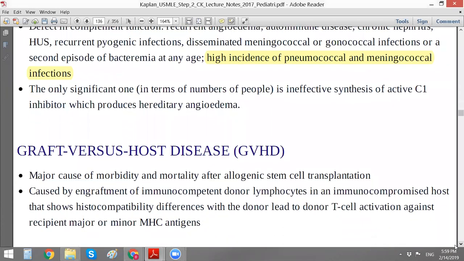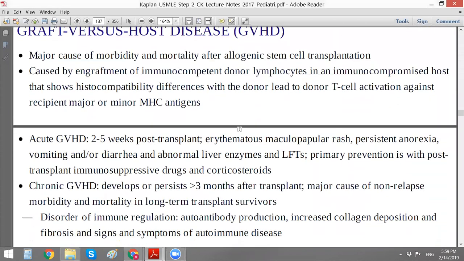Then we go to graft versus host disease, a major cause of morbidity and mortality after allogeneic stem cell transplant, caused by engraftment of immunocompetent donor lymphocytes in an immunocompromised host. Histocompatibility differences with the donor lead to donor T cell activation against recipient major or minor MHC antigens. Acute and chronic. Acute is 2 to 5 weeks post-transplant. Chronic develops or persists greater than 3 months after transplant, and is a major cause of non-relapse morbidity and mortality in long-term transplant survivors.